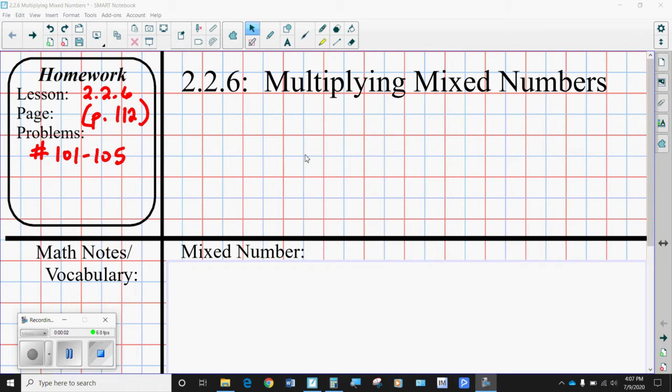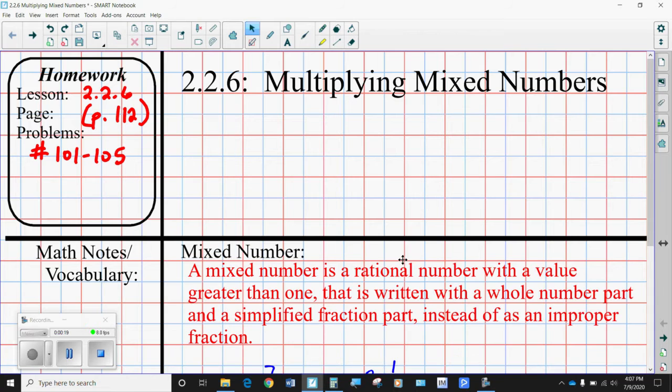Alrighty, for today's lesson, lesson 2.2.6, multiplying mixed numbers, we're going to take what we've learned the last few lessons about multiplying fractions together, and add a little more complexity by including mixed numbers. A mixed number is a rational number with a value greater than 1. It's written with a whole number part and a simplified fraction part, instead of being written as an improper fraction.